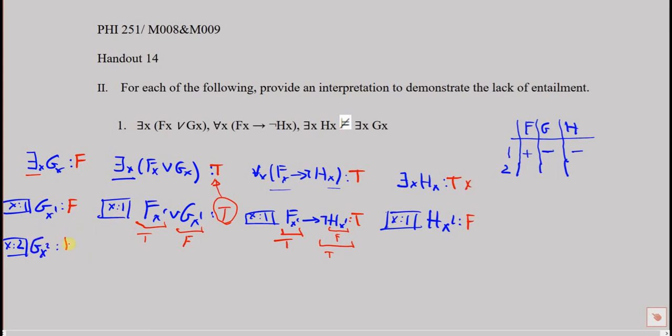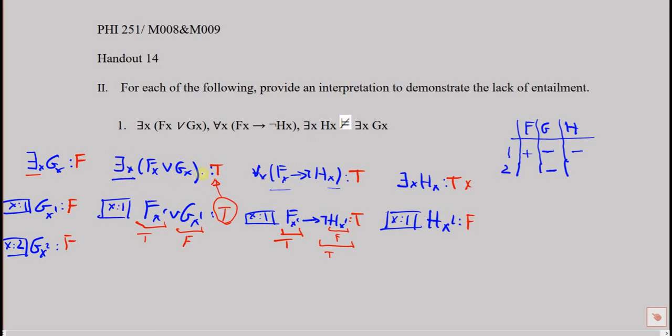So we need to make gx2 false, and we do that by making sure that 2 is not in the extension of g. Okay, good. So on this interpretation at this point, the conclusion is false because nothing satisfies it. Good. Now we need to make the premises true. Okay, the first premise is an existential, and there is one object that satisfies it.